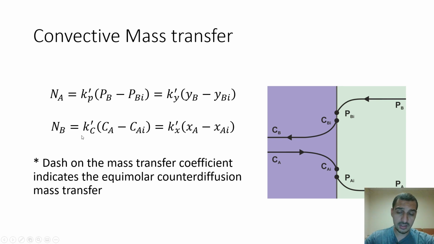The same for the liquid phase. We have either Kc multiplied by the concentration difference or Kx multiplied by the mole fraction difference in the liquid phase. Keep in mind that we have dashes here for the four mass transfer coefficients, and this dash indicates that this is the mass transfer coefficient for the equimolar counter diffusion case.